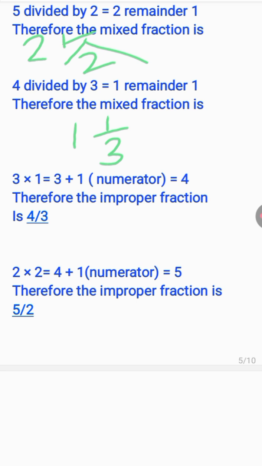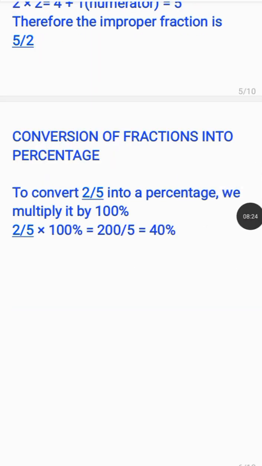Now, let us look at conversion of fractions into percentage. We multiply the fraction by 100%. For example, we have 2 over 5. 2 over 5 times 100% is 200 over 5, and 200 divided by 5 is 40. Therefore, the percentage is 40%.